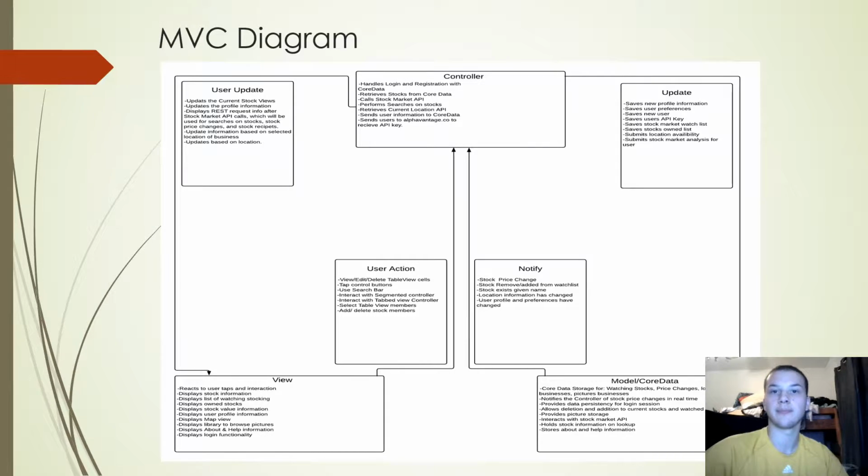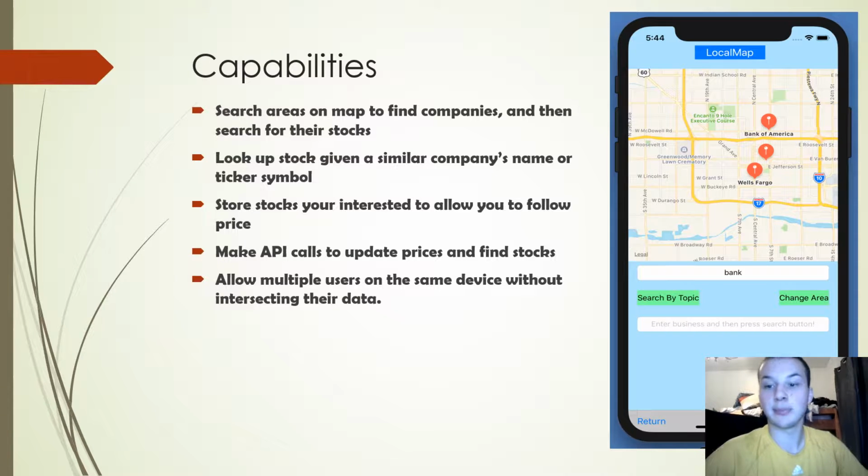So here I highlight some of the main capabilities of my application. One of the big things I like to do, because it's called LocalStocks, is to search areas to find companies. And so by searching for areas to find companies, I can see what's near me and what I might be interested in that's near me. And so from there, using right here, we can then navigate to the search, and we can look up more information about those companies and see if their stock exists and how much it's worth.